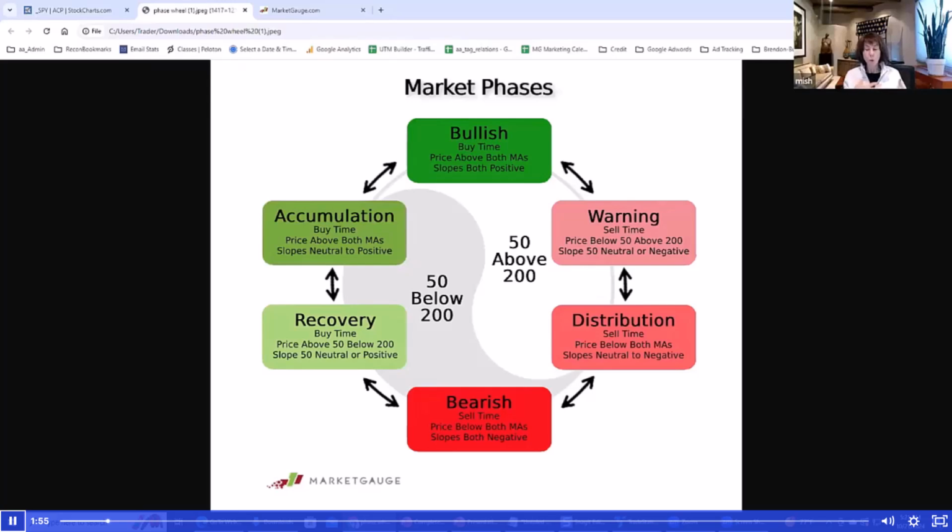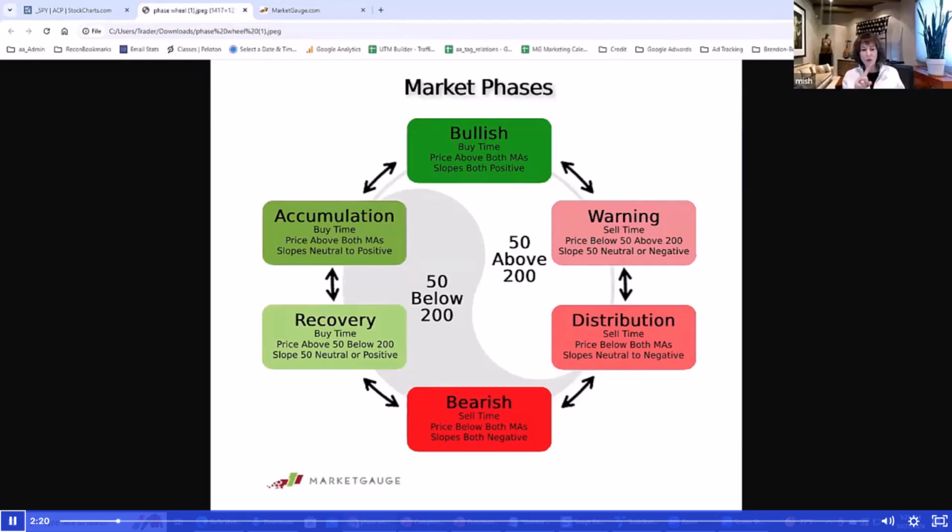And so this is not something that I created. When I did my book, I did research, and people have been talking about phases since Charles Dow. However, after many, many years of research and using the phases in different ways, MarketGauge, and actually Geoff and Keith, came up with the idea of the 6 phases, and I latched onto it. So let's give credit where credit's due.